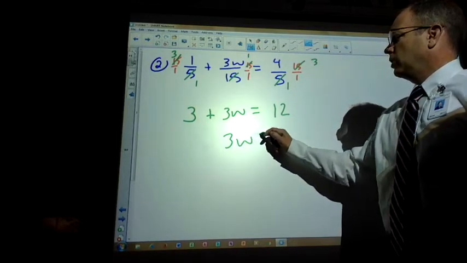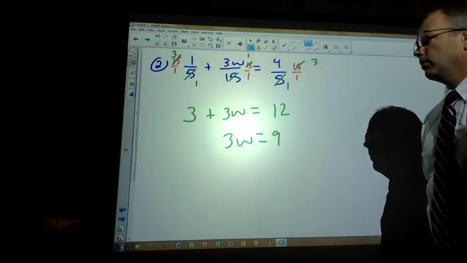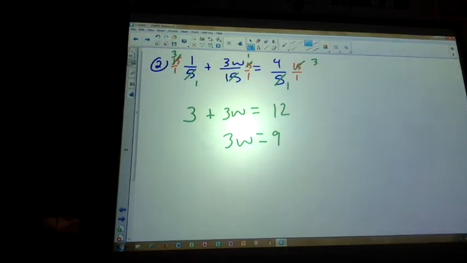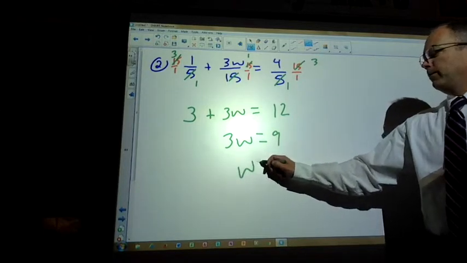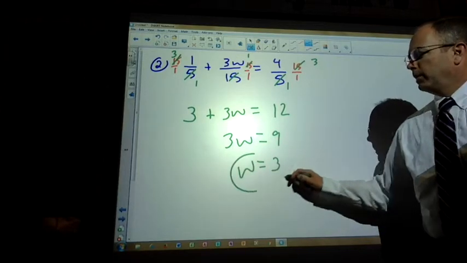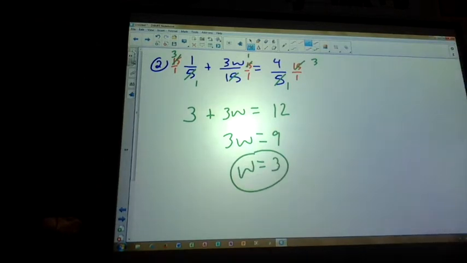That gives me this. Number 2. That's why the 2 is circled. And then divide by 3. There's my answer. So clearing the denominator gets rid of the fractions. Now, if you don't multiply by the correct number, you still have a fraction.